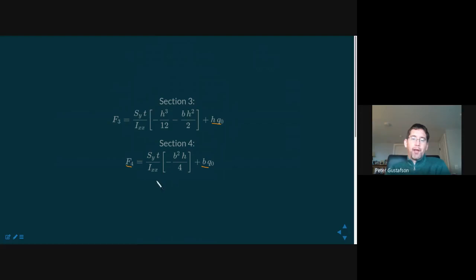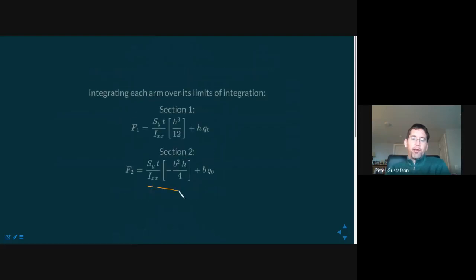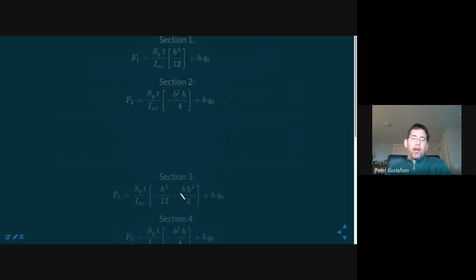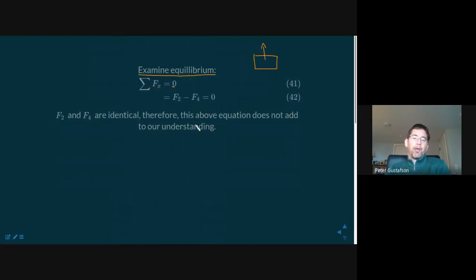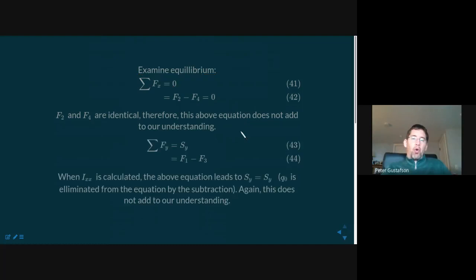And by the way, if we compare this one to this one, flipping back and forth a few times, you see that they are identical. So since they are identical, this equation confirms that we haven't made a mistake yet, or at least makes us more strongly suspect we haven't made a mistake, but it doesn't really add to our understanding of the problem in any way. Okay, so that is one equilibrium equation. We have a couple more.